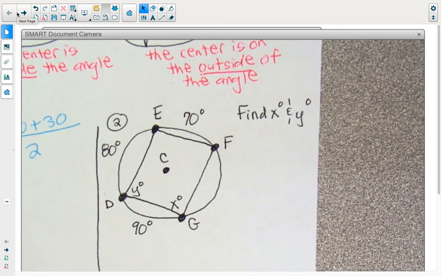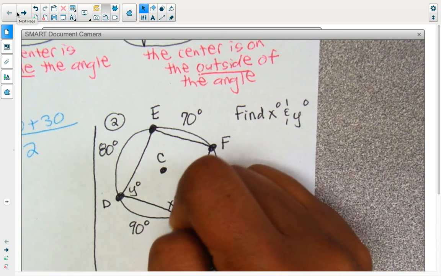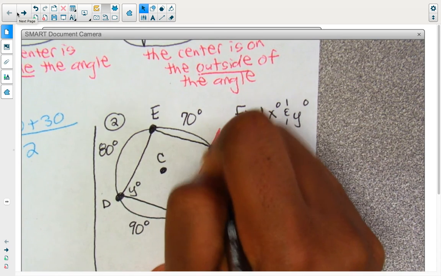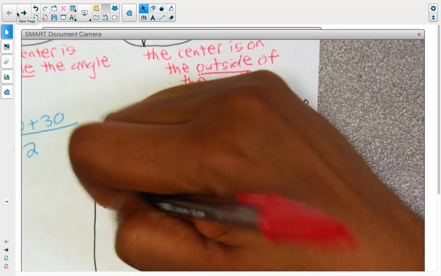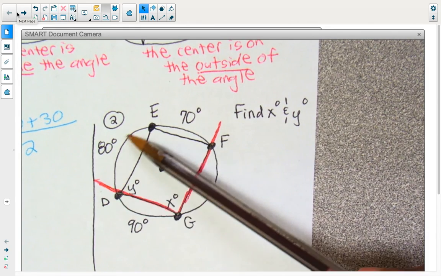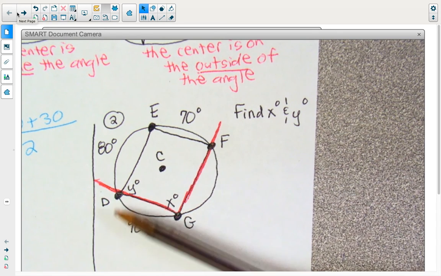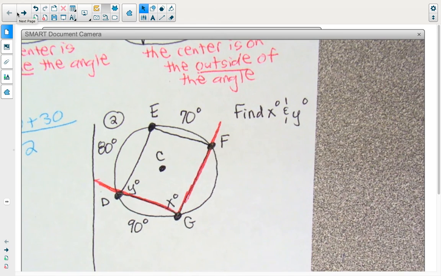Same thing, we're using that one formula that we know today. The inscribed angle is equal to half of the arc. So we're looking for X and we're looking for Y. So let's start with X. No particular reason, just going to start with X. So I like to highlight my angle so I can know what I'm focusing on. So my arc that I'm looking for is from D all the way around to F. So from D all the way around to F. So that's going to be what I'm looking for.